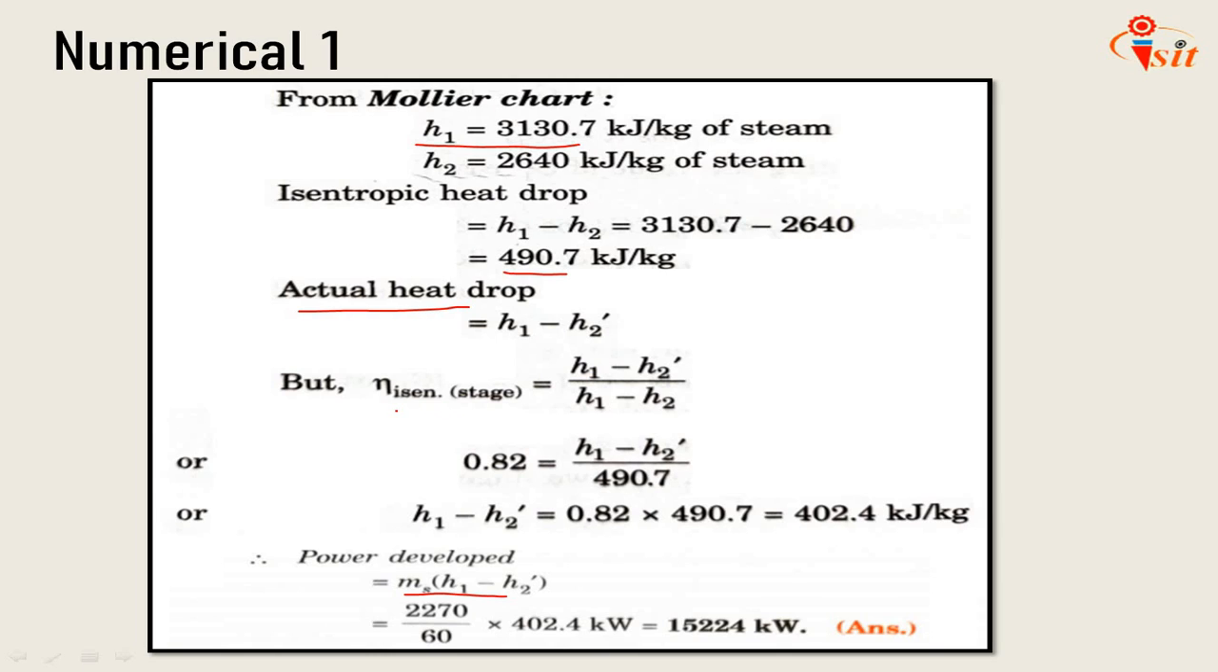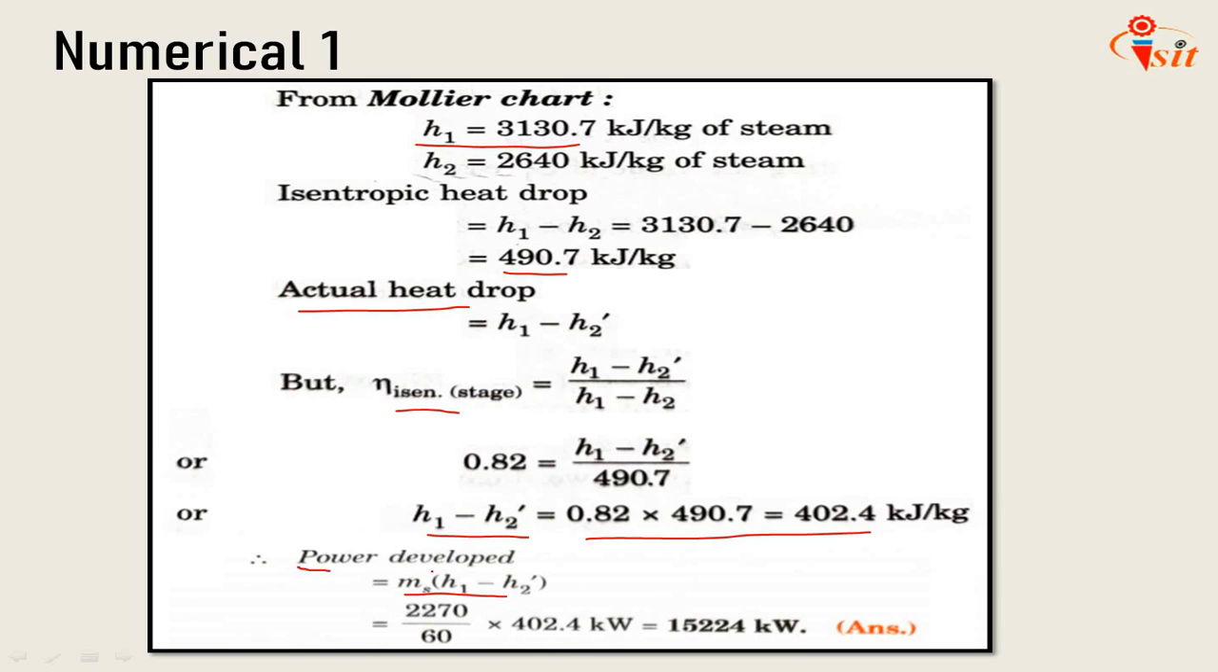By using the stage efficiency, isentropic efficiency is h1 minus h2 dash divided by h1 minus h2. As the efficiency is given as 0.82, we can easily calculate h1 minus h2 dash as 402.4 kilojoule per kg. So the isentropic drop is 490 and the actual is 402. You need to imagine how much difference there is.